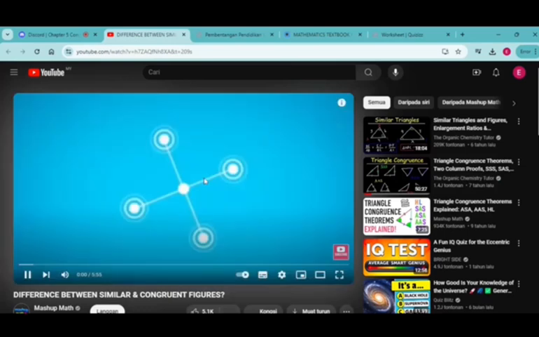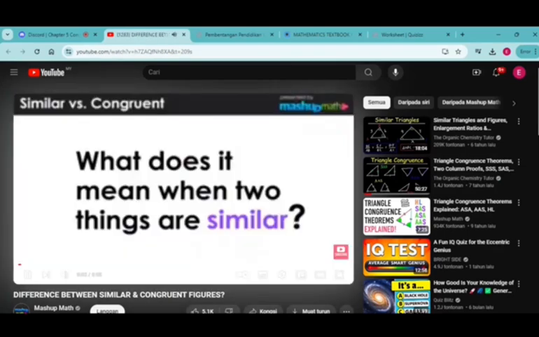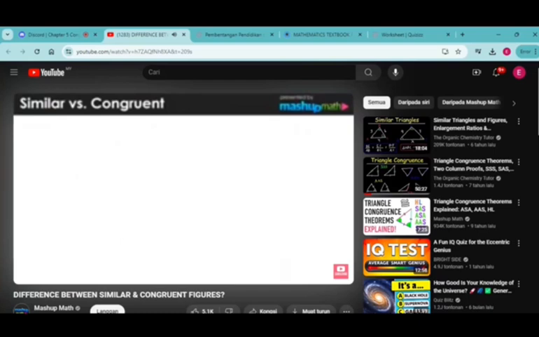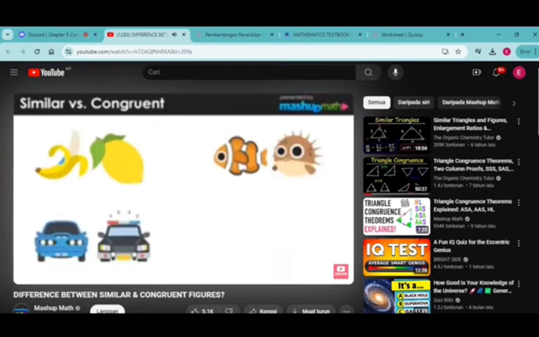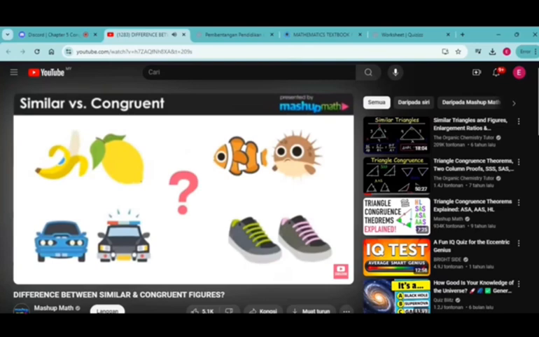Hey everyone, thank you for joining me on this lesson where we are going to explore the differences between similar and congruent. So let's start off with the question, what does it mean when two things are similar? So let's start out by looking at some pairs of everyday items. We could probably describe each of these pairs as being similar in some way. It could be based on shape, color, species, function, or many other ways of describing these things. But when it comes to geometry and looking at mathematical figures, our definition of similar is much more specific.